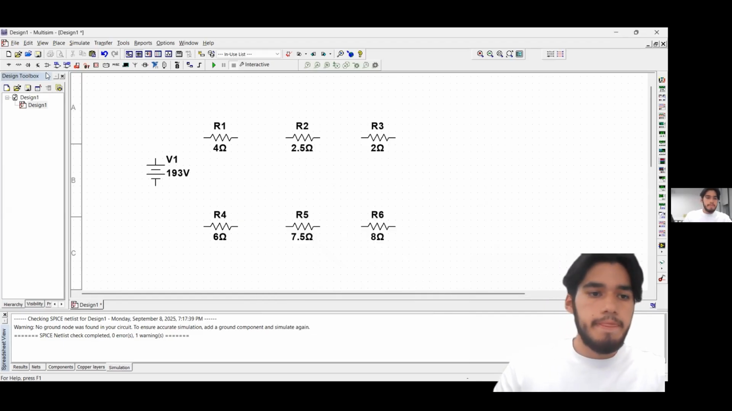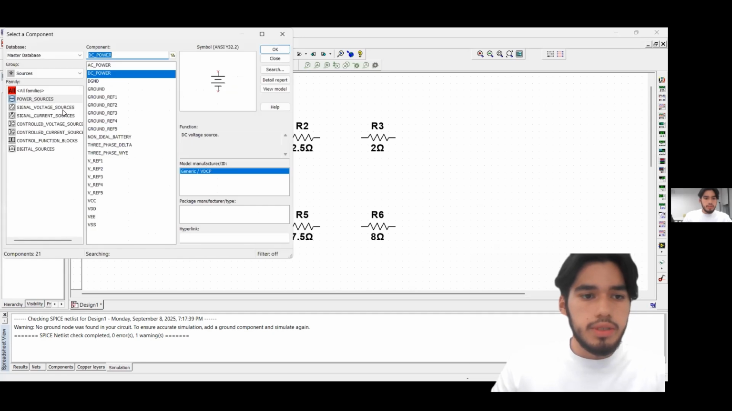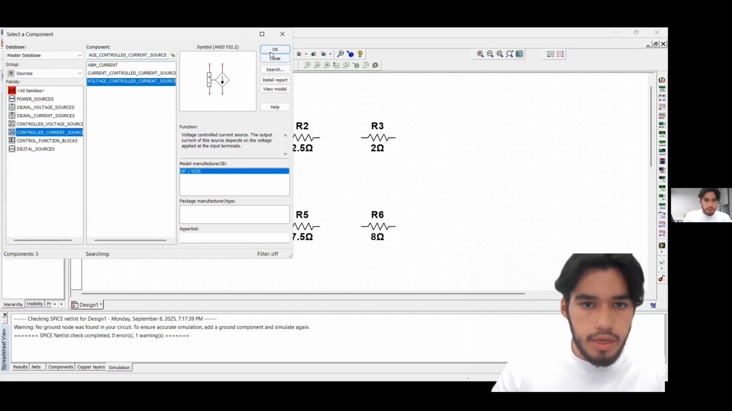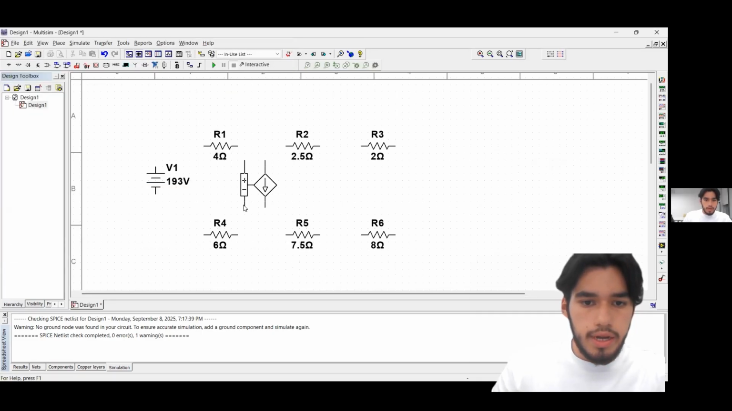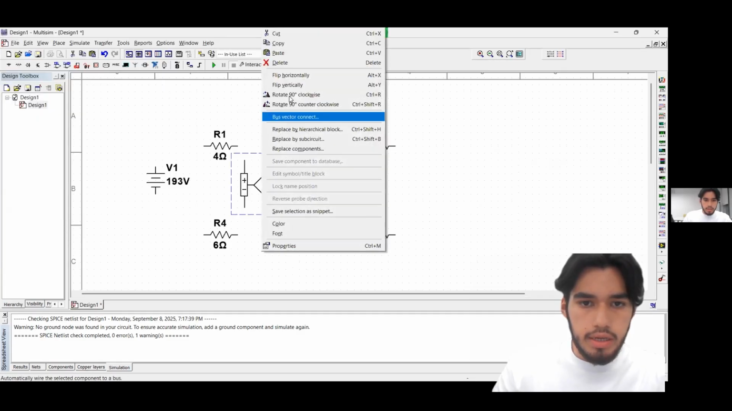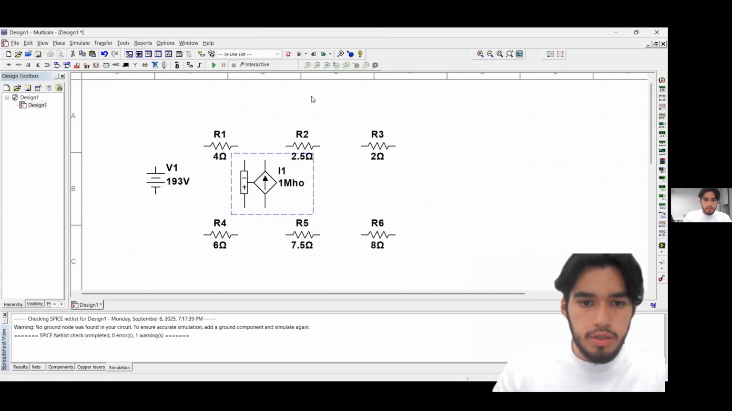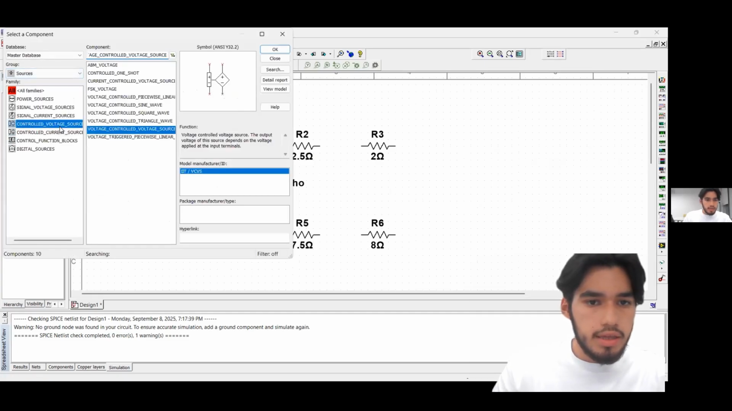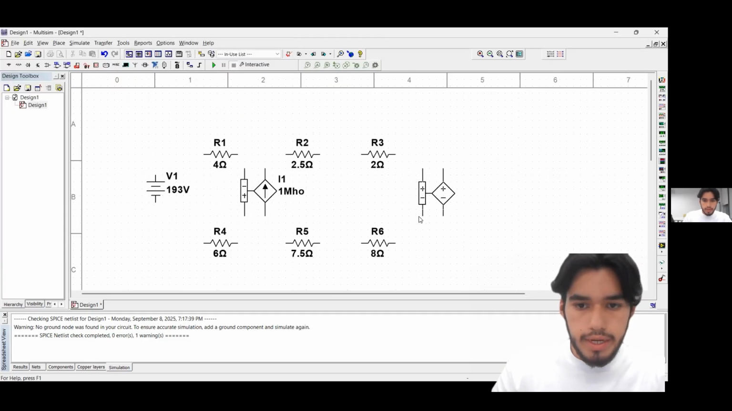Then we're gonna add our dependent sources. First of all, we're gonna go to control current source and add the voltage control current source. We're gonna add this one here. We're gonna change the position because of its polarity. Then we add a controlled voltage source right here.